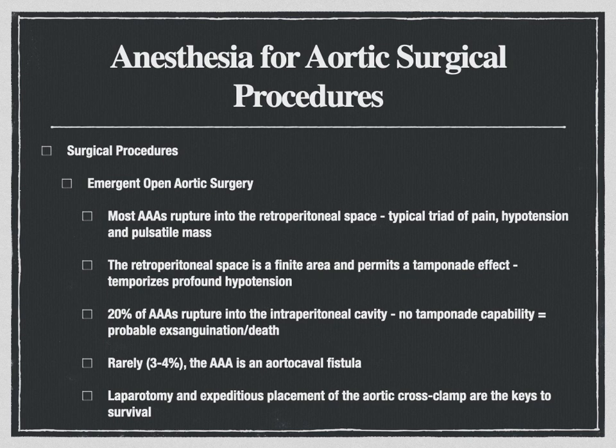The retroperitoneal space is a finite area and permits a tamponade effect. It temporizes your profound hypotension, gives you a chance to catch up. 20% of AAAs rupture into the intraperitoneal cavity. There's no tamponade capability, and you will probably see those patients exsanguinate and die in front of you. Rarely, about 3 to 4%, the AAA is an aortocaval fistula. Laparotomy and expeditious placement of the aortic cross clamp are the keys to survival.